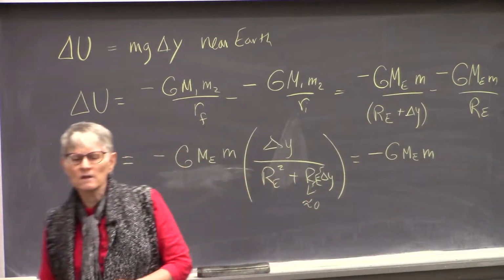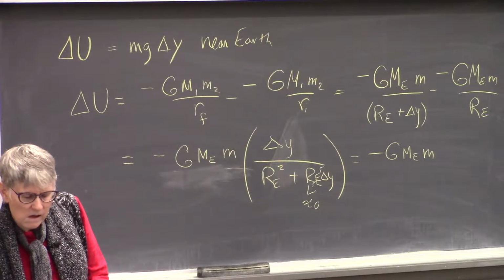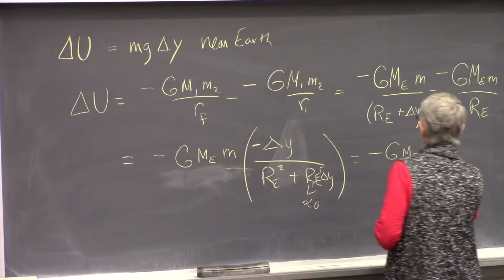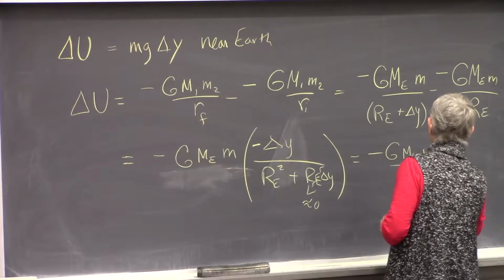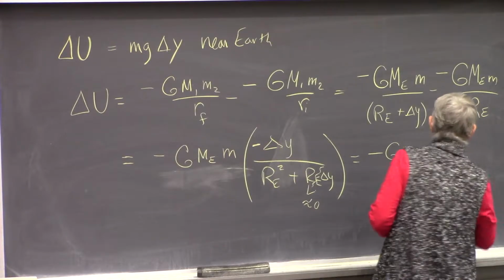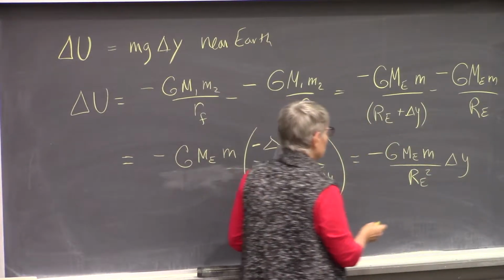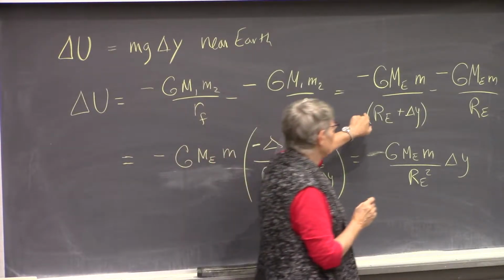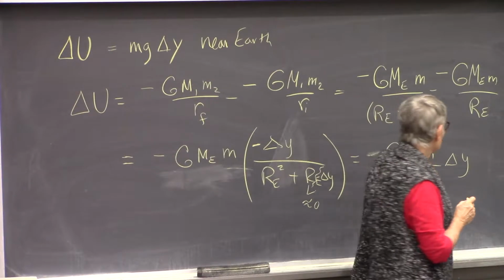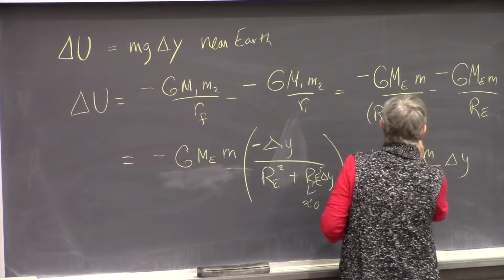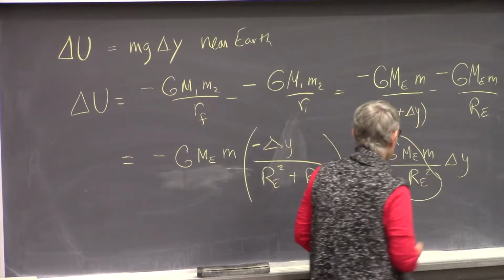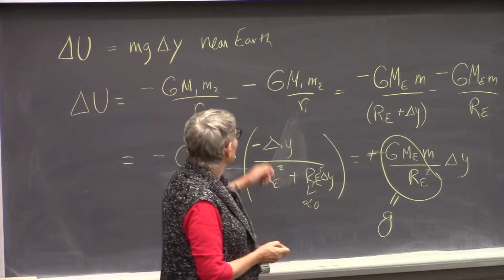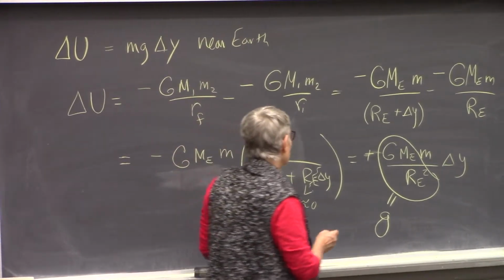And am I right about that minus sign? This was a minus delta y. That's what. Mass of the Earth, mass of the object, over the radius of the Earth squared, delta y. So this comes out to this minus times that minus, which comes from multiplying this side by that over that. So that comes out to a positive number. And we saw before that this thing is equal to little g. So really this is mg delta y.